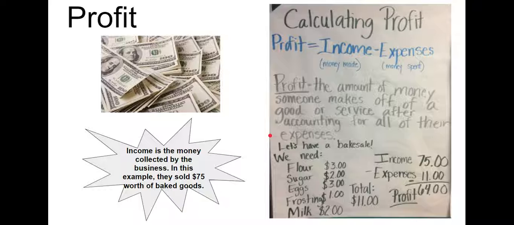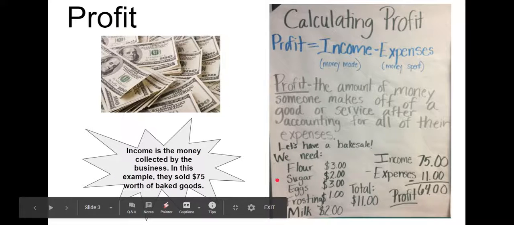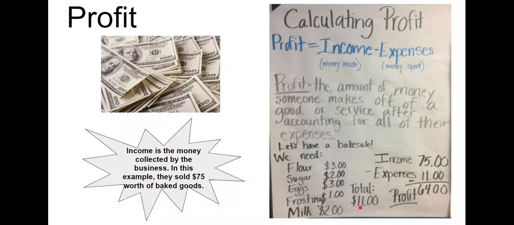All right, so now we're going to talk a little more about profit and really what profit means. If you're selling an item, the profit is the amount of money that you actually make. So profit is income, money made, minus expenses, money spent. For example, let's say we're having a bake sale. In order to have this bake sale, we have to buy flour, sugar, eggs, frosting, and milk. If I buy all those items, I'm going to spend $11. I can't have a bake sale without buying those ingredients.